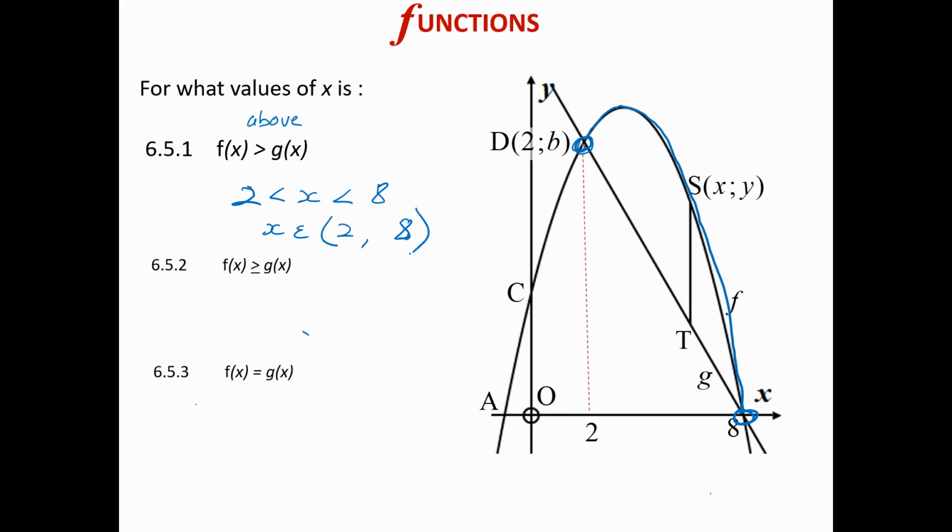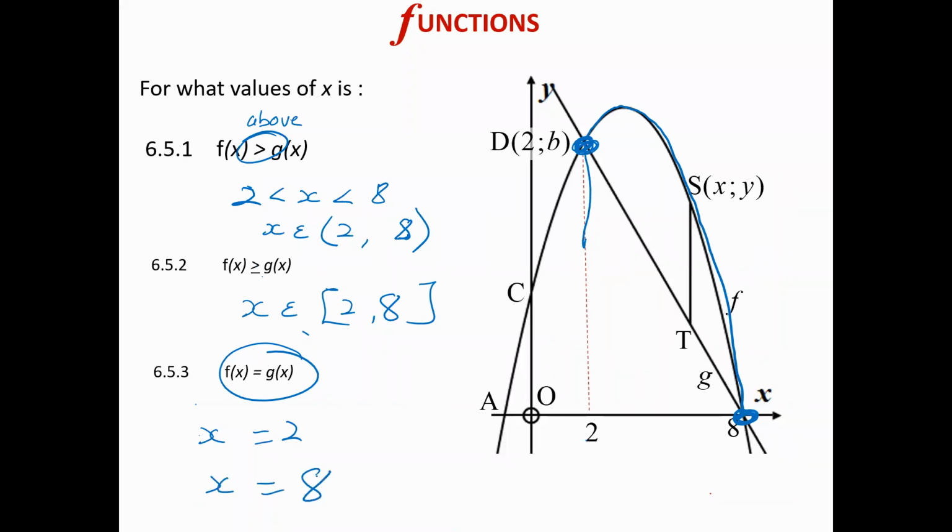with a round bracket because it doesn't include the endpoints. There's no equal to sign with that. Here's our first answer. If we say greater than or equal to, all we have to do is be a little bit inclusive and change that to a square bracket. Then they want to know when the graphs are equal, and that will be at the points of intersection, which we found earlier. They are equal at x equal to 2, the x value at D, and the other point of intersection is at 8.